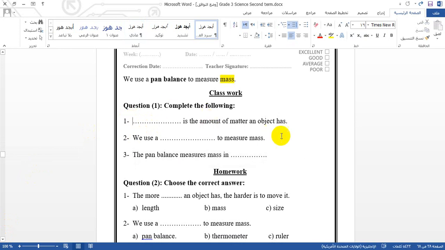is the amount of matter an object has. What is it exactly, guys? It is the mass, the amount of matter an object has. How many kilograms, how many grams, it's the quantity of matter, or the quantity of particles inside a specific matter. For that reason we call it what, guys? We call it mass. We should write here mass.